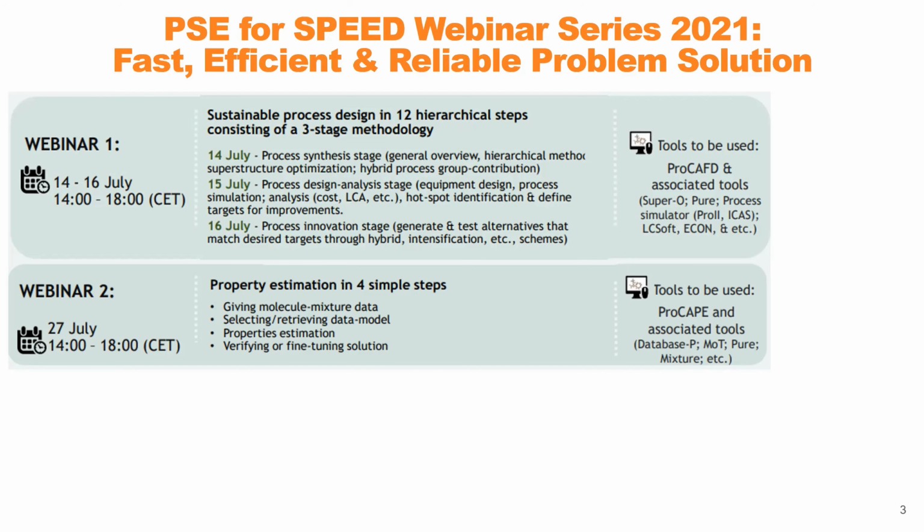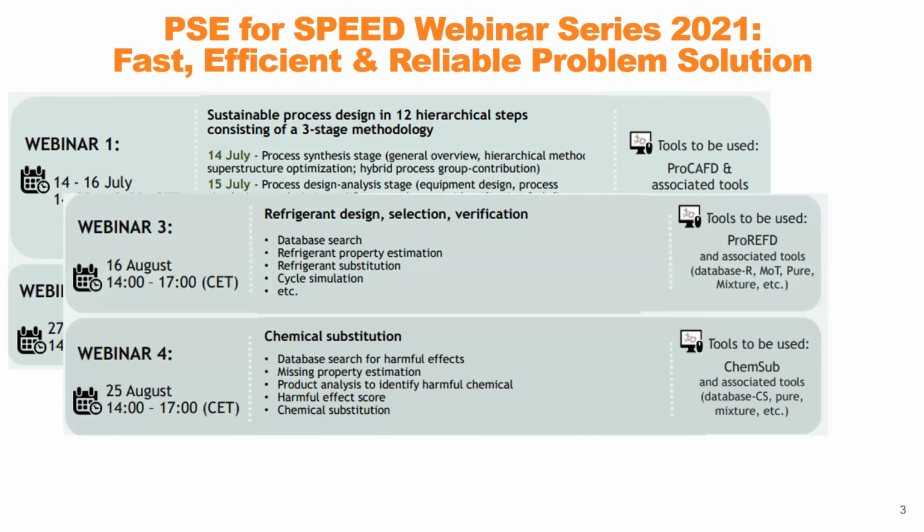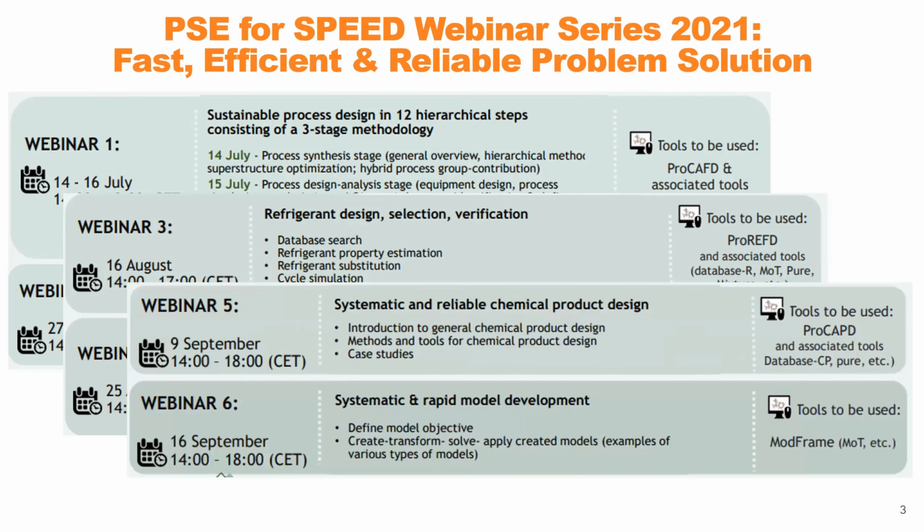And just to advertise, the next 2 will be in August, 16th August and 25th August, on refrigerant design selection, verification, and chemical substitution, and then the final 2 in September, 9th and 16th, on product design and model development. We plan to repeat this kind of webinar series every year between July and September, but the topics will be different.